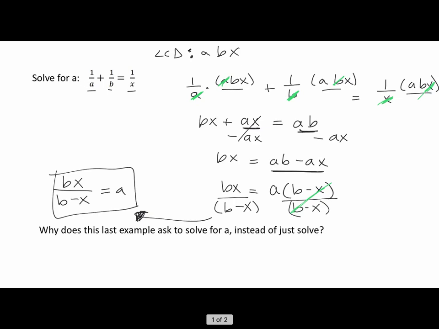Well, why does this example ask us to solve for a instead of just, hey, solve the equation? You can probably notice that this equation has 3 different variables, so how am I supposed to know which variable to solve for unless I'm told which one? So if you have any equation with more than one variable, we call that a literal equation. And you can solve them for any of the variables depending on what you need them for. So in this case, they asked us to solve for a because there's more than one variable.